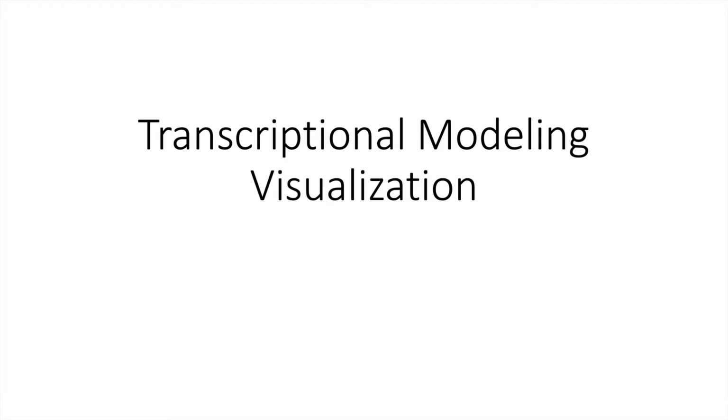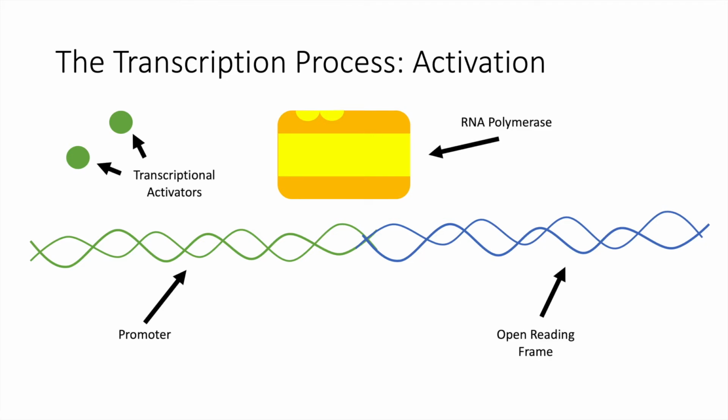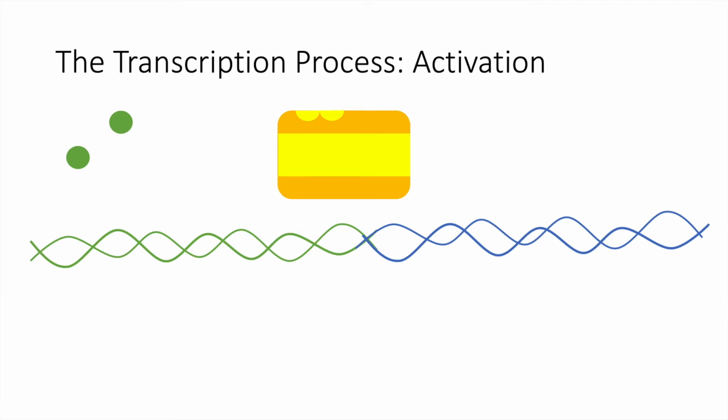So we're going to go over transcriptional modeling today, and we'll start with a visualization. So here is our setup. We have a promoter in green and our open reading frame in blue, our RNA polymerase in yellow, and our activators in green. So first let's address basal activity.